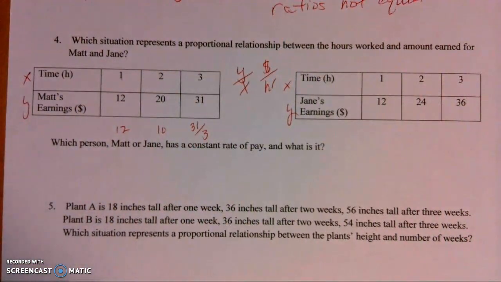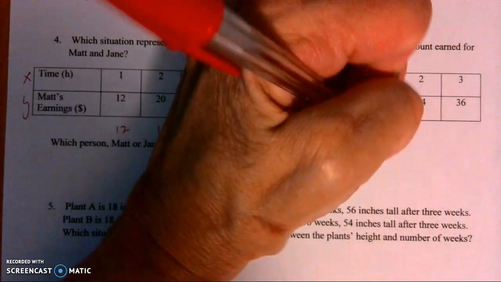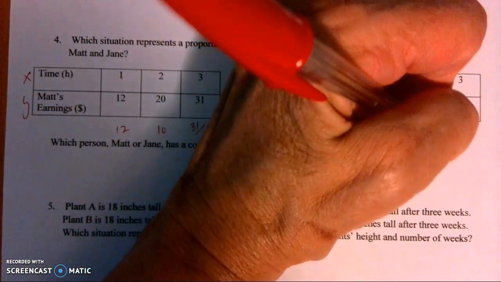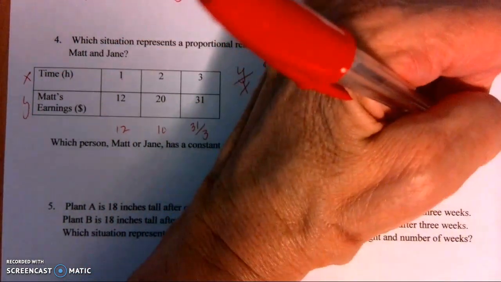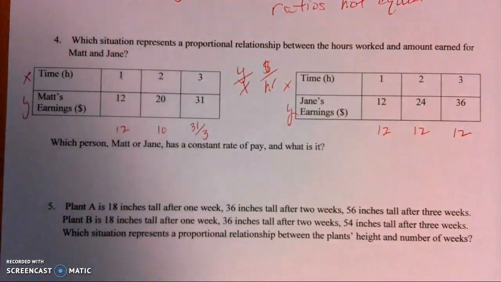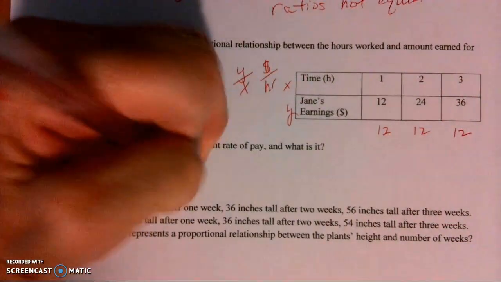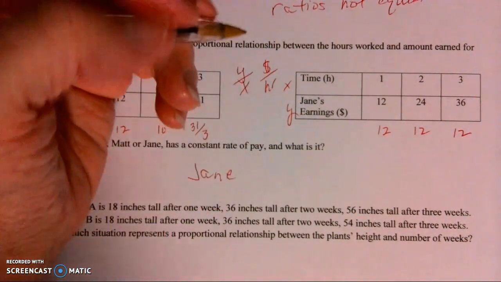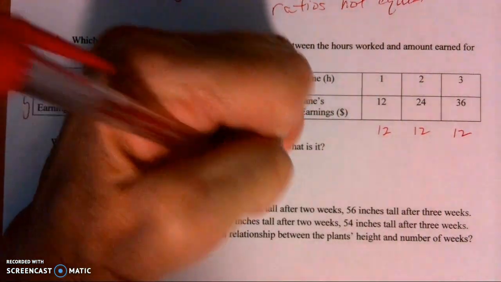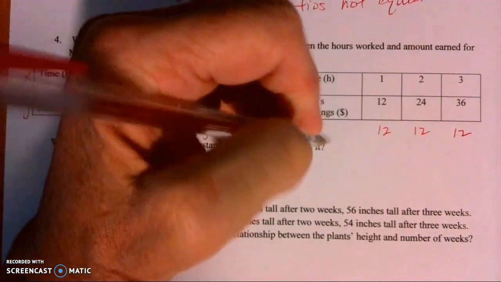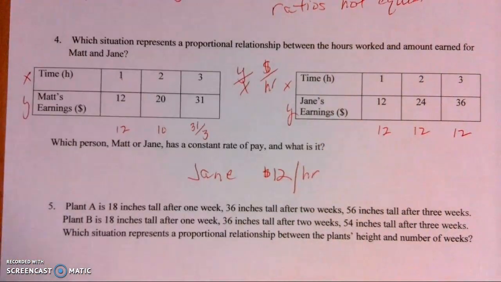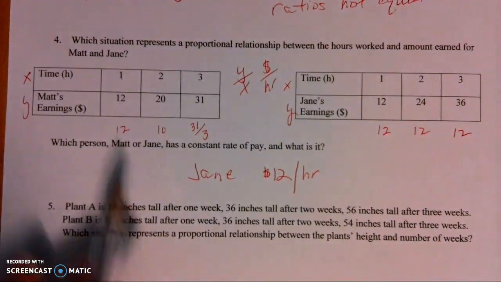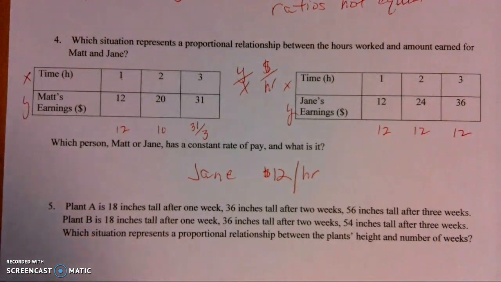So let's take a look at Jane's earnings. Well, 12 divided by 1 is 12. 24 divided by 2 is 12. 36 divided by 3 is 12. So Jane has the constant rate of pay, and she makes $12 per hour. That is not constant because it's not equal. They're not equal ratios.